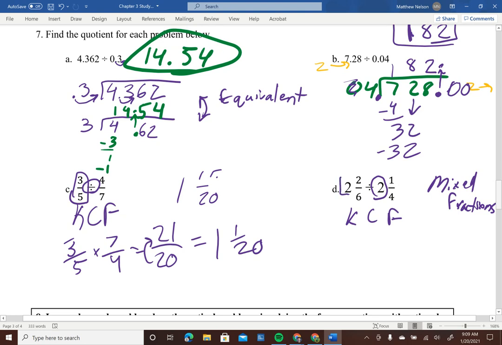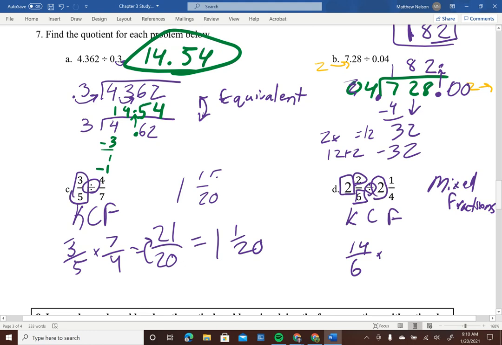You're going to do this whole number multiplied by your denominator. So 2 times 6 gives me 12. Then I'm going to take 12 and add it by that top number to get 14 on top. 6 is going to be on the bottom. Change my division sign to multiplication. Do the same thing over here.